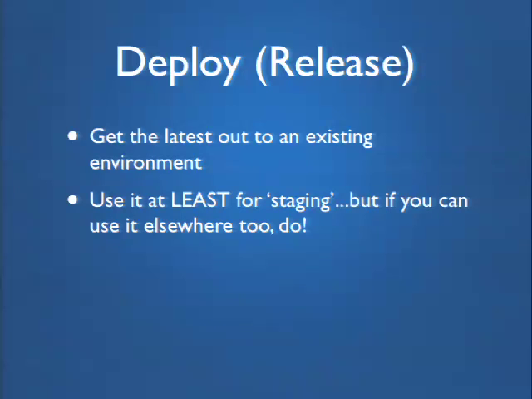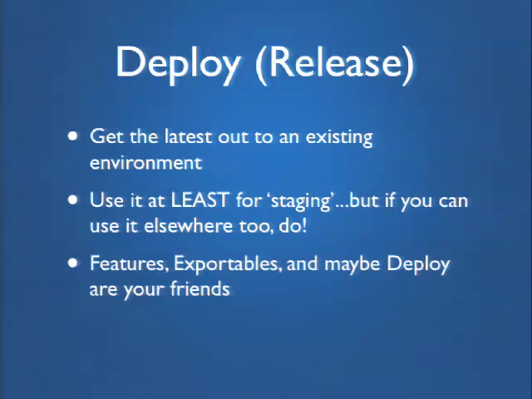And you need to be using this at the very least for whatever staging environment you've set up. That last stage before you actually deploy to production, you definitely need to be using your deploy process for it, because this is the thing that tests whether or not your deployment to production will function properly. So Features, exportables, and maybe Deploy are your friends. Features and exportables obviously help you with expressing things in code, so that's much easier to send out since it's in version control.